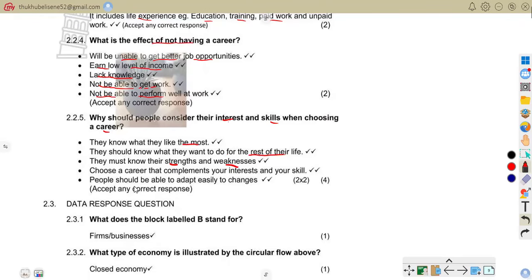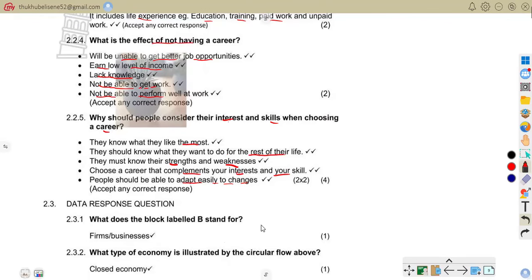Choose a career that complements your interest and your skills. This is going to increase job satisfaction and success. People should also be able to adapt easily to changes. When people enjoy their career, they are more willing to learn new skills.